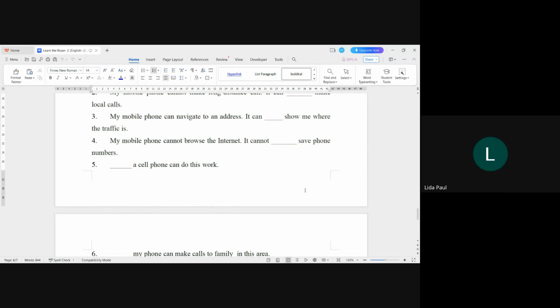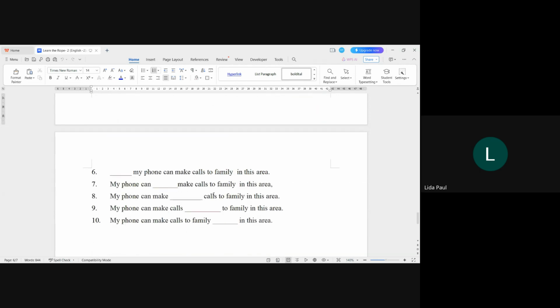"Also a cell phone can do this work." You have to have a comma after that. Okay, in that case you can use "also," but it has to be followed by a comma, after "also." But in that case it won't be used as an additive thing. "Also" will be used as an adverb, not as a focus adverb but as a conjunctive adverb, right? Okay. Thank you. It's different from the other usages, okay? Right. Sixth one: dash my phone can make calls to family in this area.